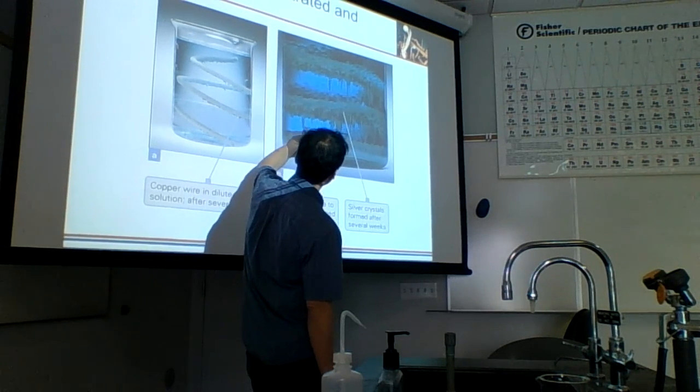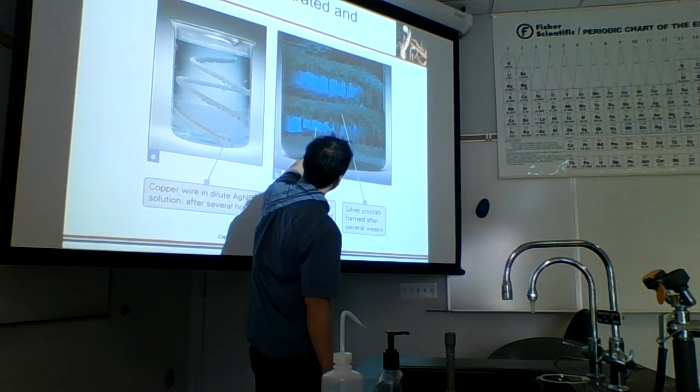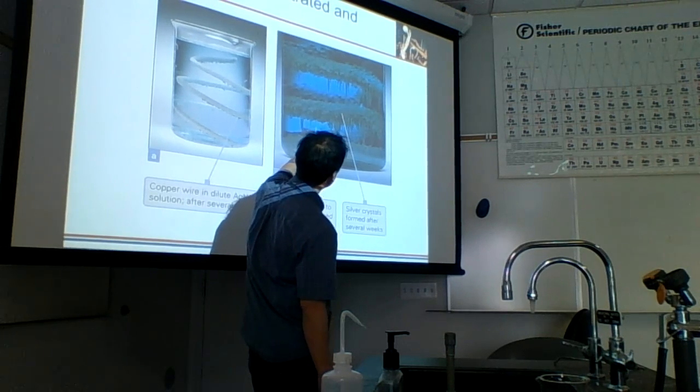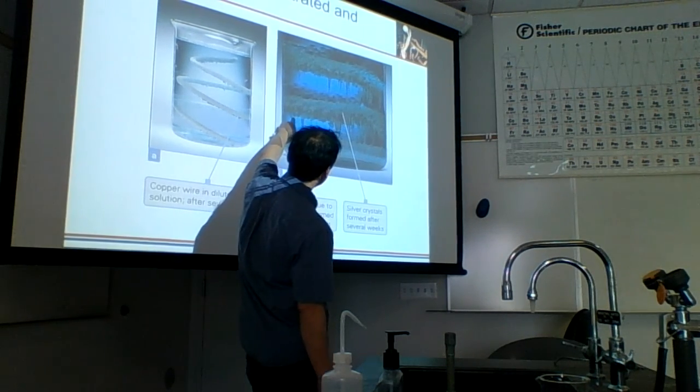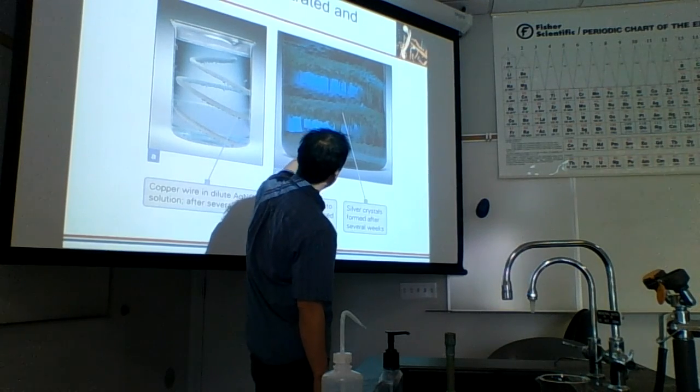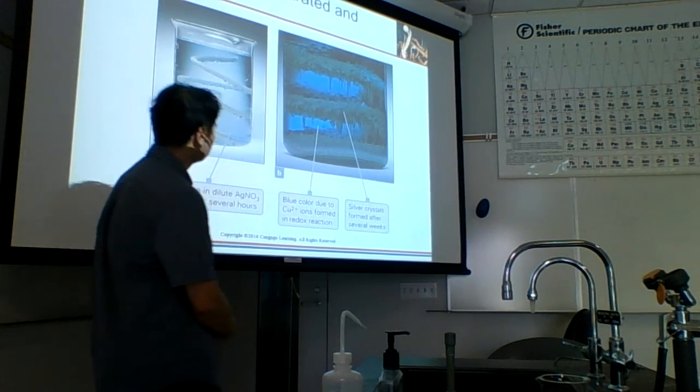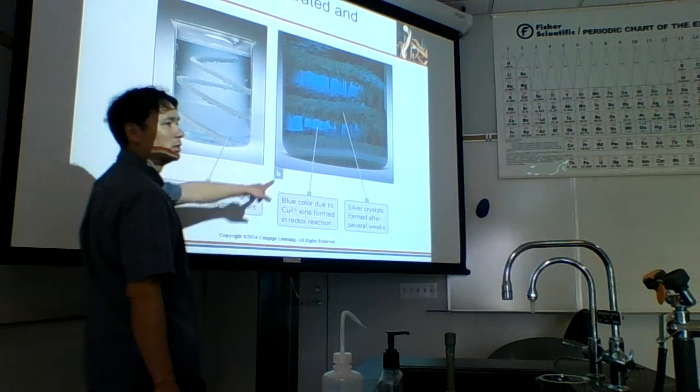Take a look at this silver. Silver forms these needles. These are like stalactites or stalagmites, or whatever they call them, on the ceiling, I forgot. But anyway, you can see it. It's pretty neat. So this is after several weeks here.